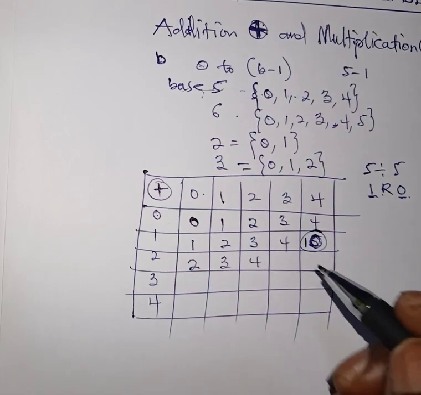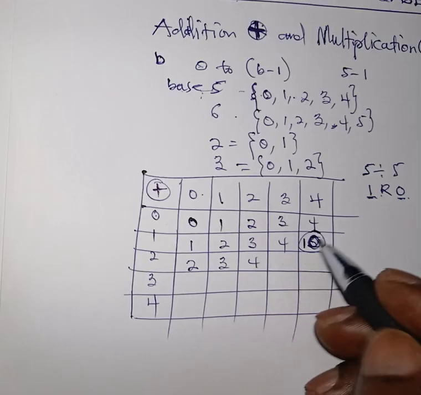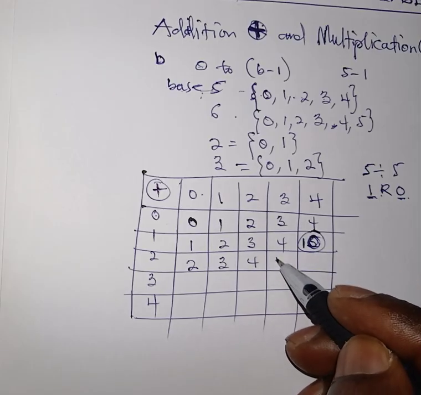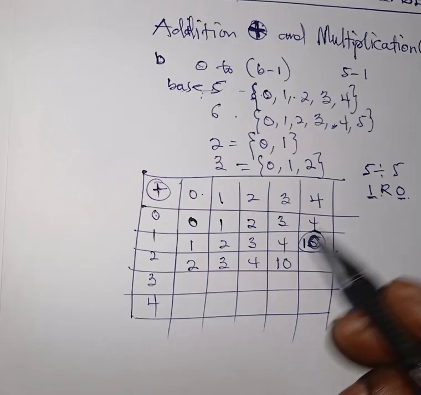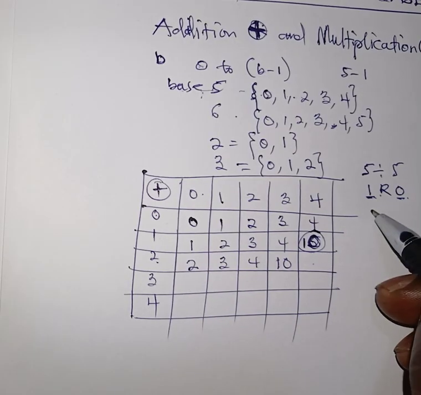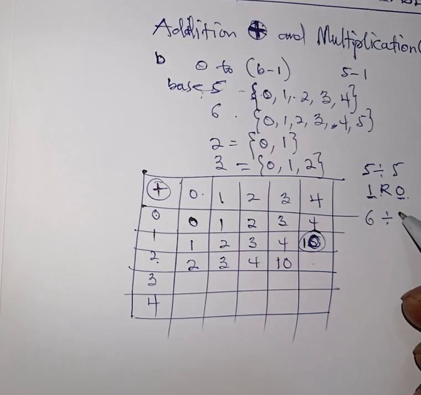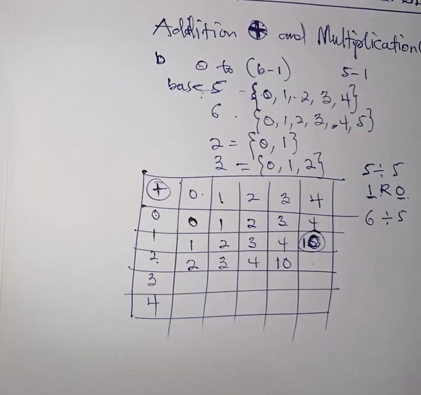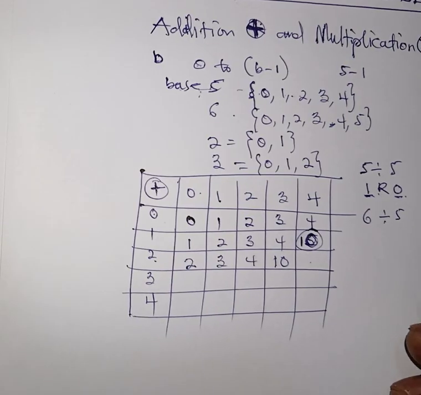Okay, so when you get here it will also be 5. And when we got 5, what did we write? We wrote 10 here. Now let's add this to this. We are getting 6. Then the 6 you divide by the base. So the same way we dealt with the multiplication and the addition by using the remainder principle is the same thing we are doing here. Okay, good.